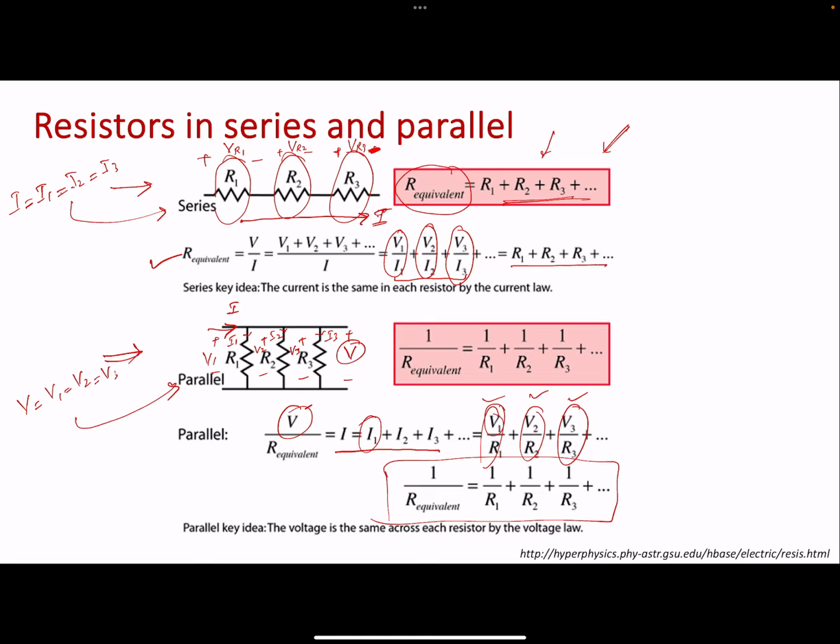Okay, so in terms of circuit analysis, I would like you to still remember this while appreciating how we get it.